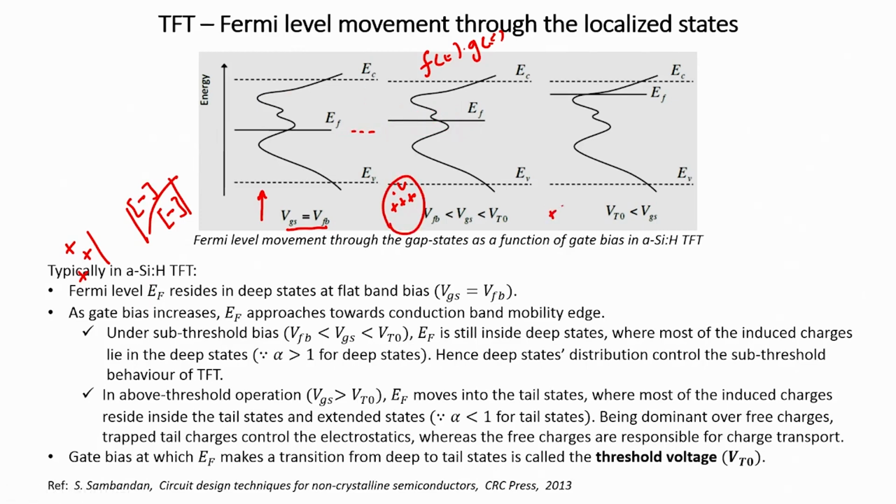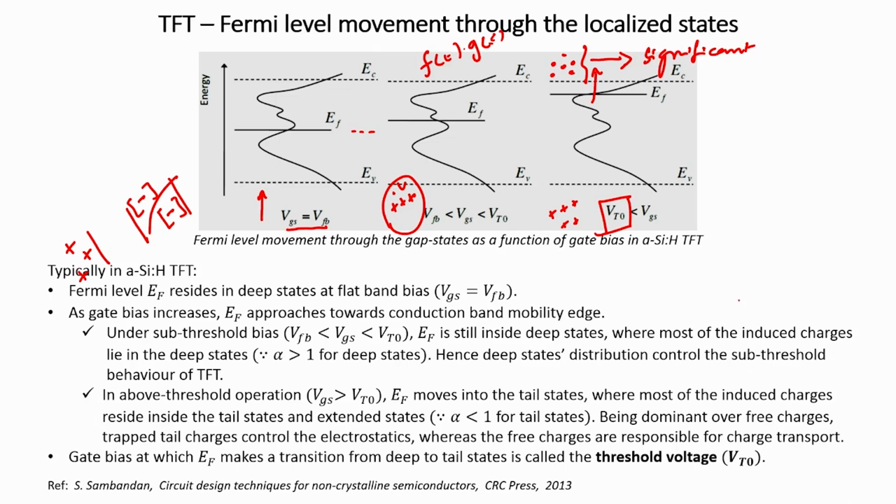So, as more and more positive charge is applied on the gate, the Fermi level starts heading closer and closer to the conduction band edge, and at some point there will be enough free carriers sitting above the conduction band edge in the extended states to permit significant current. And this point is defined as your threshold voltage.